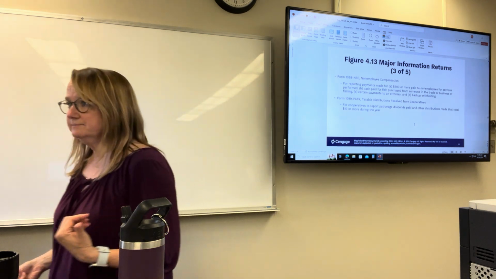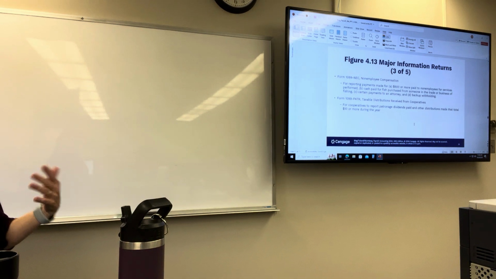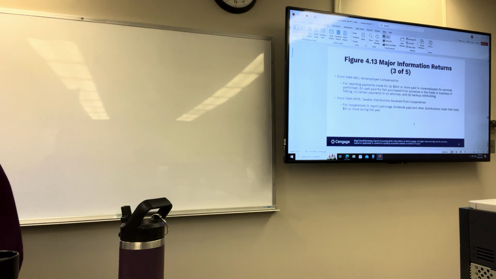1099 PATR, this is for payments, patronage dividends is what they're called. You see these a lot in rural areas. They're for payments from cooperatives, distributive share. A lot of farmers will receive 1099 PATRs.